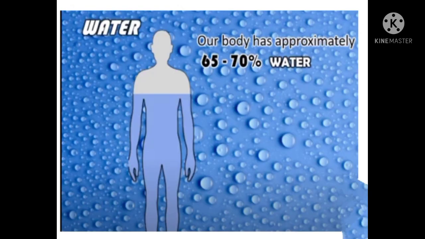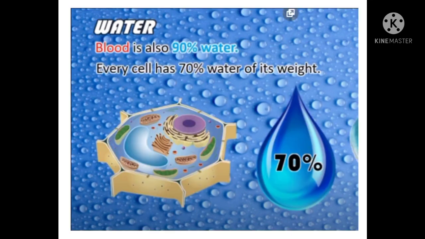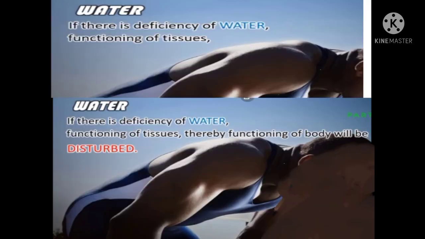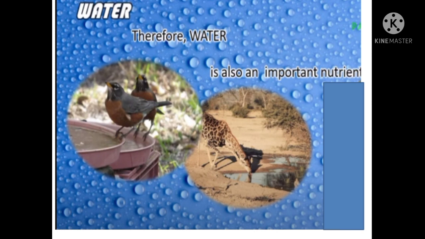There is about 65 to 70% water in our body. Each cell contains 70% water by its weight. Blood plasma also contains 90% water. Functioning of cells and thereby the whole body is disturbed even if there is a little loss of water from the body. Hence, water is an essential nutrient along with all the above mentioned nutrients.